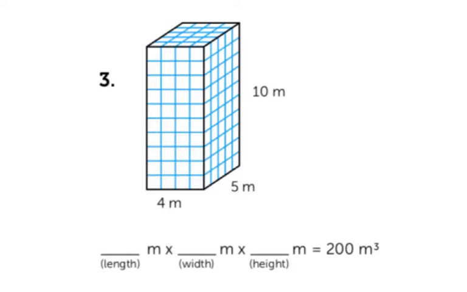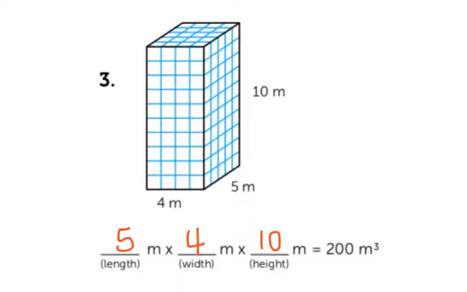Let's look at number 3 here. The length again, remember we're looking at the two sides. This time the length happens to be over here because the longer of the two sides is 5. So we've got 5 meters times the width would be right here, which is 4 meters, times the height, which is this distance right here, which would be 10.